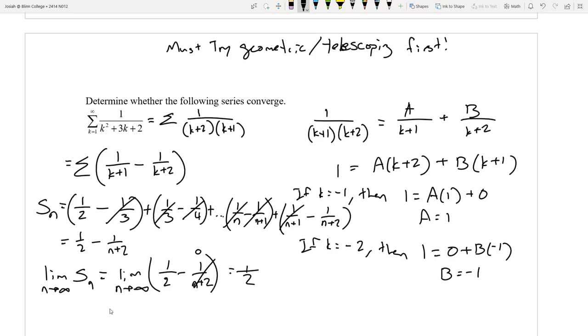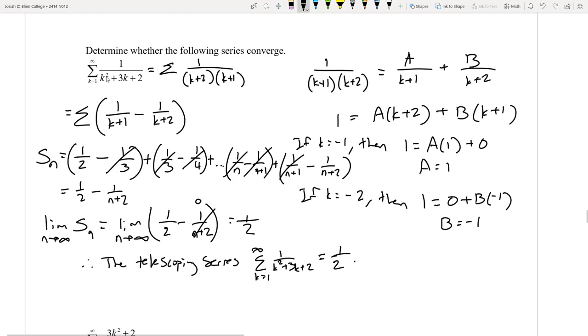So we get, therefore, the telescoping series, the sum from k equals 1 to infinity of 1 over k squared plus 3k plus 2, equals 1/2. So that obviously converges if I've said what it's equal to, and so that's our answer. Great.